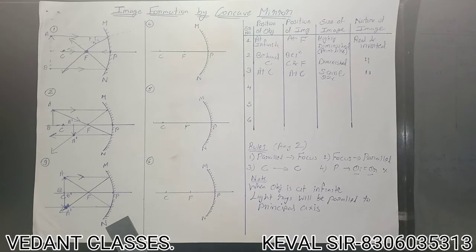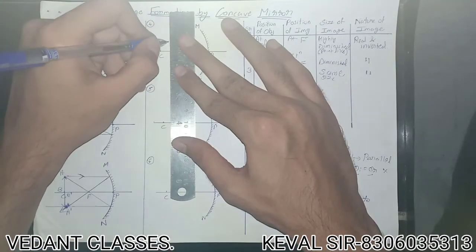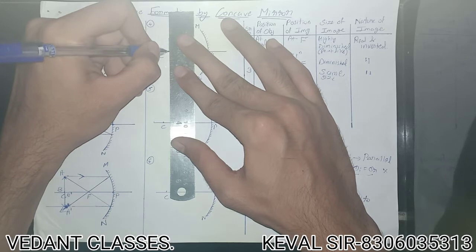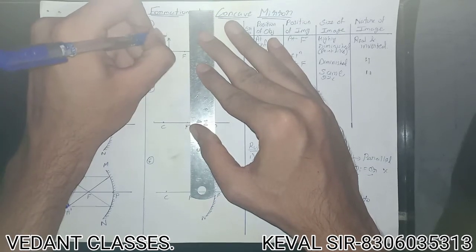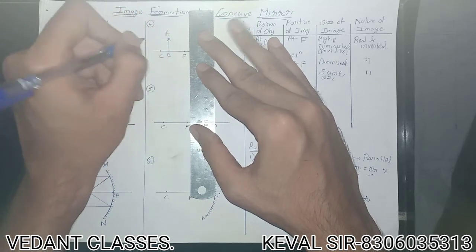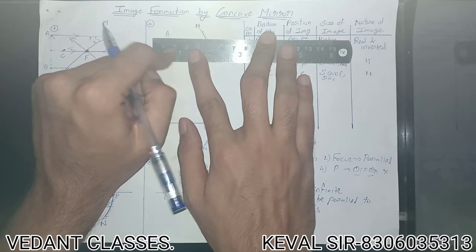Now let's see the fourth case. In the fourth case, again take the object slightly nearer to the mirror. We need to place the object between C and F. So let's say we are placing an object over here between C and F. This is our object A and B. Consider the light ray parallel to the principal axis first of all.